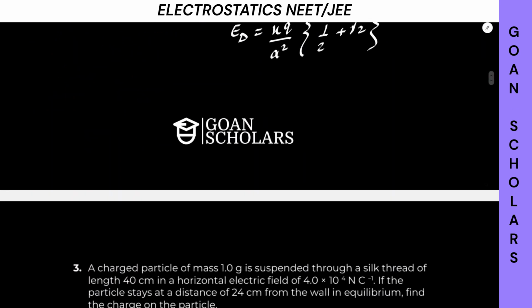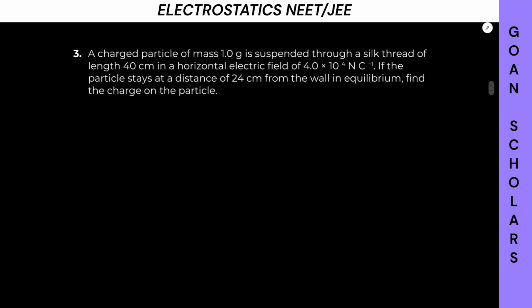Let's move to our next one. Question 3 says a charged particle of mass 1 gram. So let's write what is given here. M is equal to 1 gram, 1 into 10 to the power minus 3, I am putting, because it's given in gram. The particle is suspended through a silk thread, where the length of the thread is 40 centimeter, so 40 into 10 to the power minus 2, in a horizontal electric field, E is equal to 4 into 10 to the power 4.